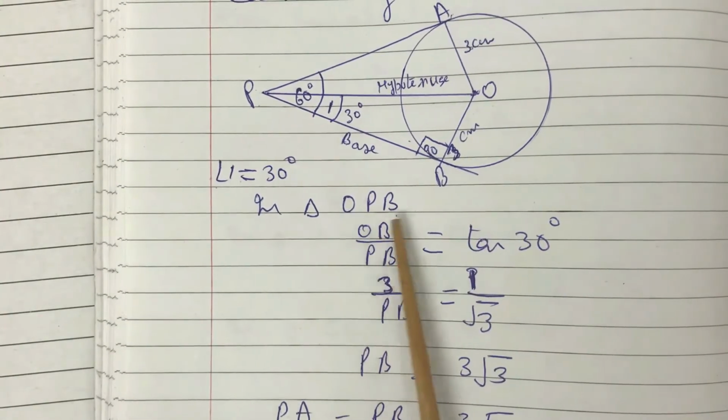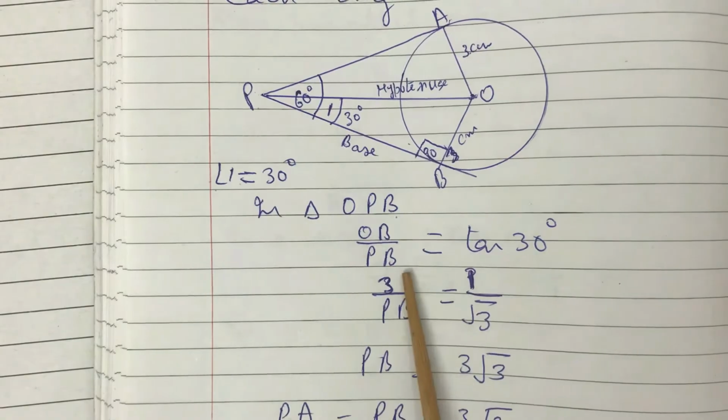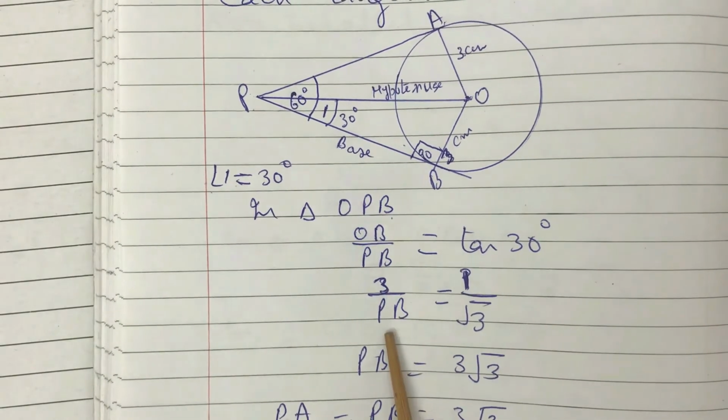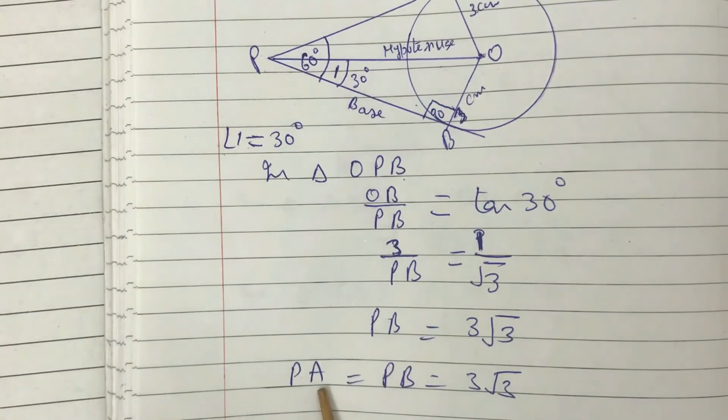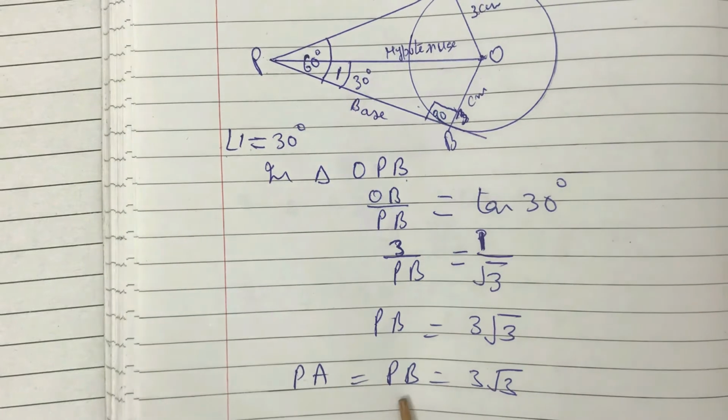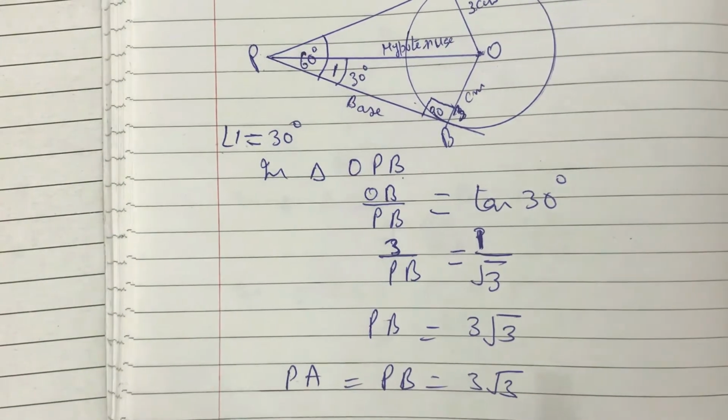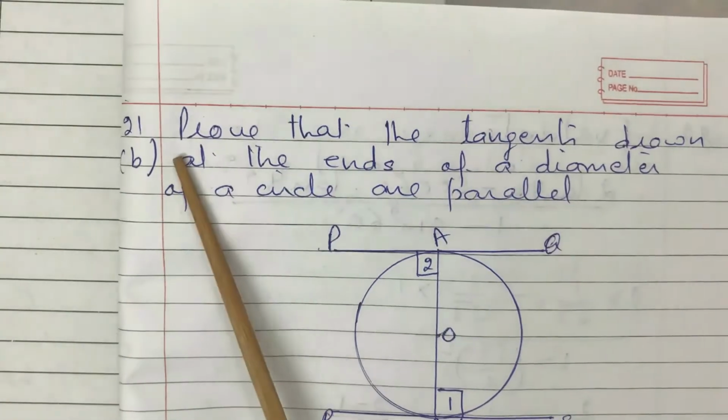Now in triangle OPB, OB by PB is tan 30 degrees. 3 by PB is 1 by root 3. PB is 3 root 3. We know tangents drawn from an external point to the circle are equal. So PA is equal to PB is equal to 3 root 3. That is the answer. Now 21st question B part.